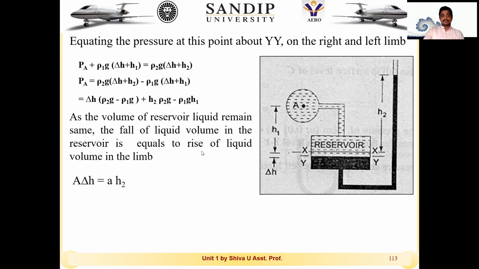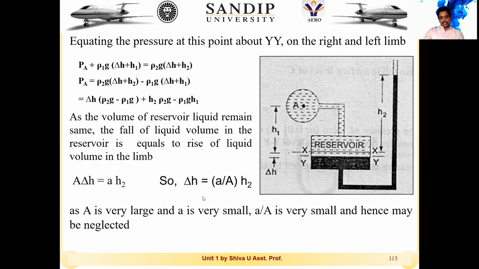But now the question comes, where do we account for this area variation? What is the area variation that has happened? The larger reservoir area into the delta H, that is the change in the volume, is equal to the smaller tube area into the height change in this particular tube. So our delta H can be calculated like this: delta H is the smaller tube area divided by the larger reservoir area, into H2. So we can easily obtain delta H.